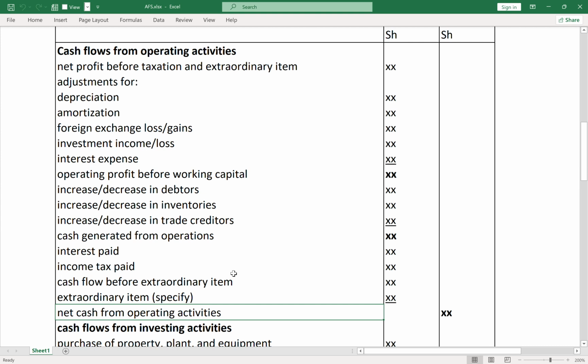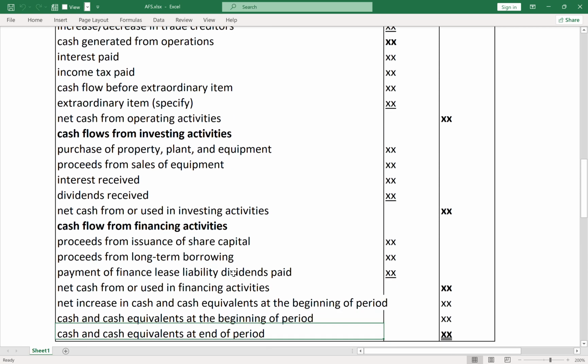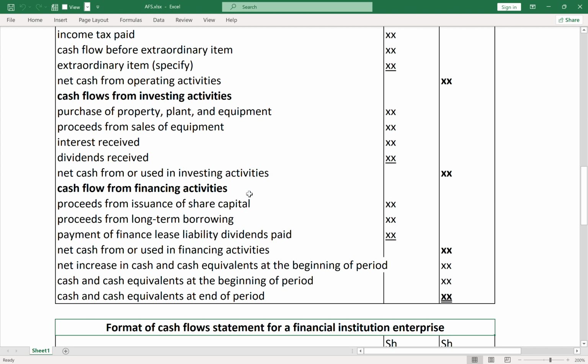Let's continue. You can take a screenshot up to there. Let's introduce now the cash flow from investing activities. Here we include all the purchases: the purchases of property, plant, and equipment, the proceeds from sale of equipment, interest received, dividend received, so that we get now the net cash flow from or used in investing activities.